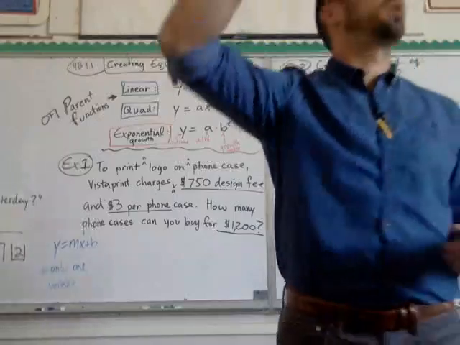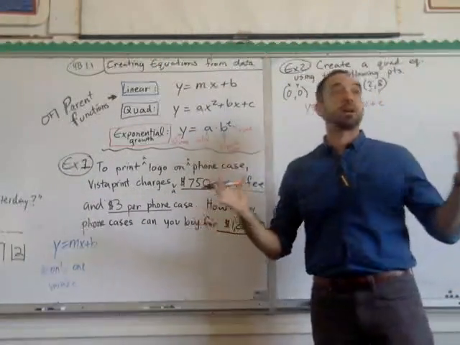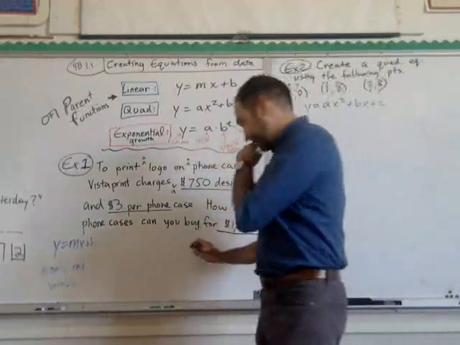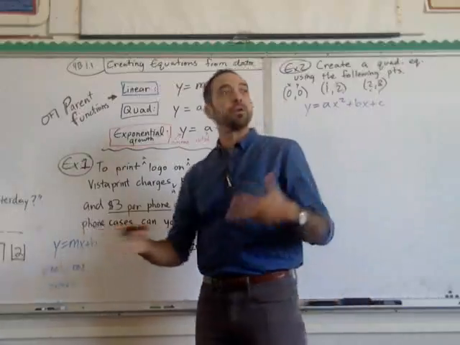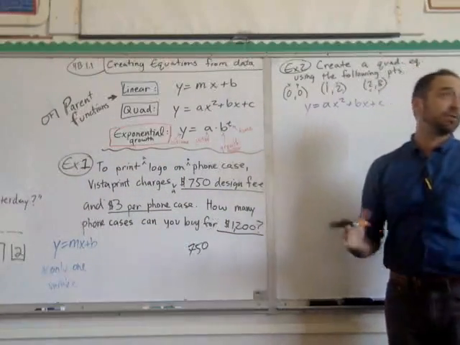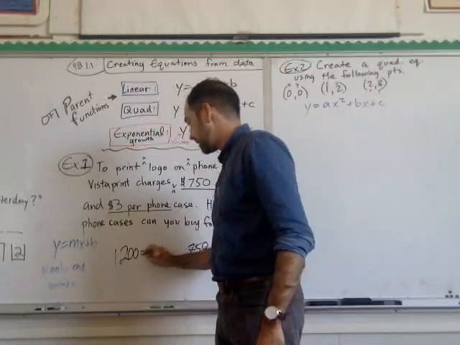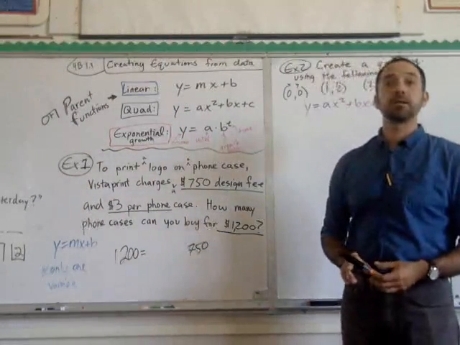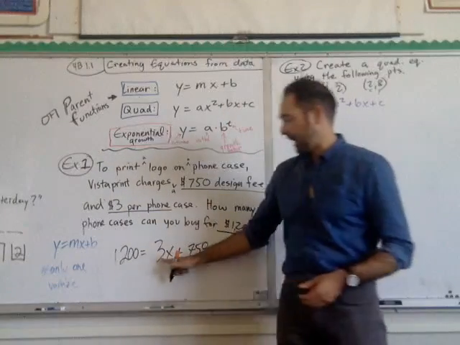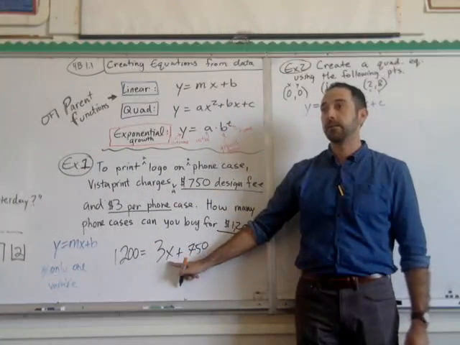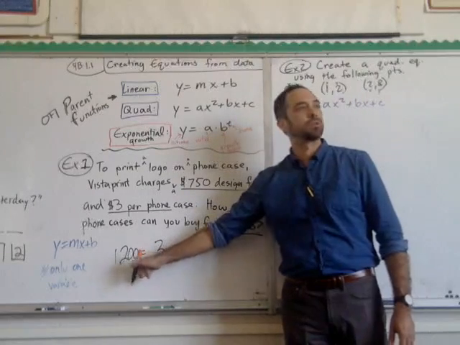All right, what is the cost that's going to be a part of the total charge, no matter what? What's the cost we have to pay? $750. All right. What is the total that we're going to pay, that is our budget? $1,200. Okay. How much does each phone cost? So based on how many phones you buy, 3 times that amount, plus the $750, that has to add up to our total of $1,200.